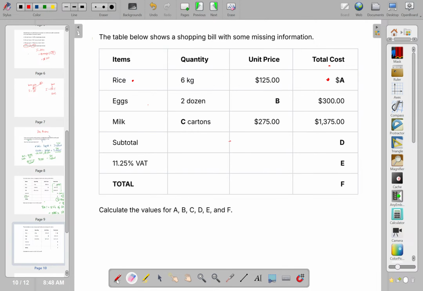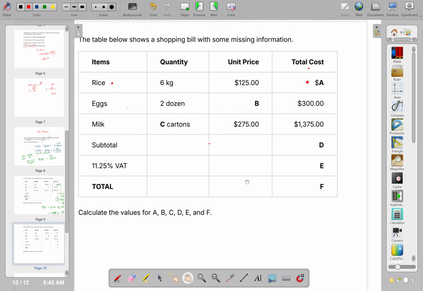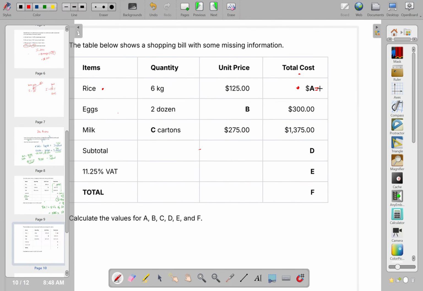So let's go. A will equal, looks like it's going to be 6 kilograms. Each kilogram costs 125, so the total will be 6 times 125, yeah? What is that? I don't want to do this in my head. Something with a 50. 750. I think it's 750. Check me, audit me.